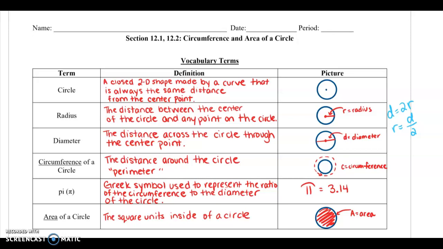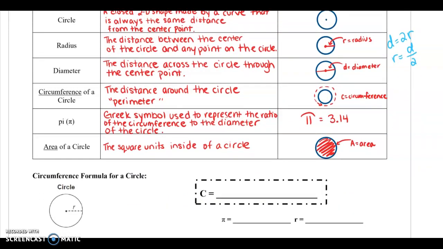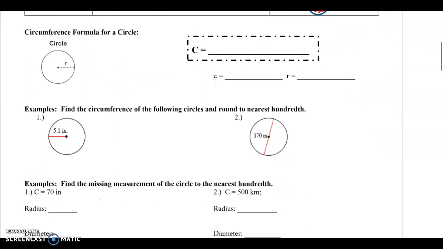Circumference is the distance or the perimeter around the circle. Pi is that Greek symbol that we're going to use to represent 3.14, and we're not going to use the pi button on our calculators. We're going to use 3.14, and the area is the amount inside of the circle. All right, let's start here with the circumference.